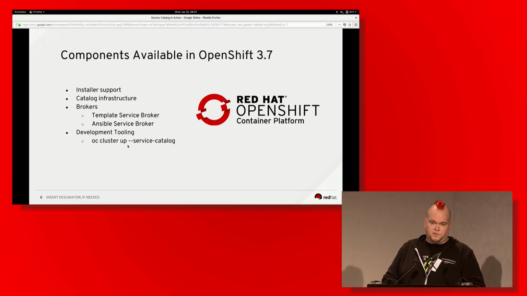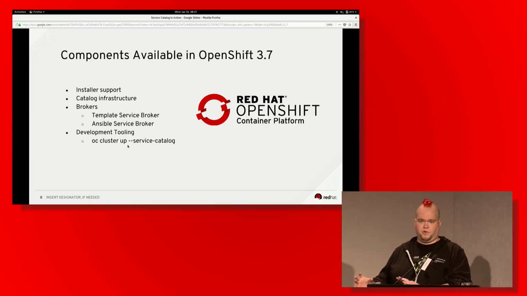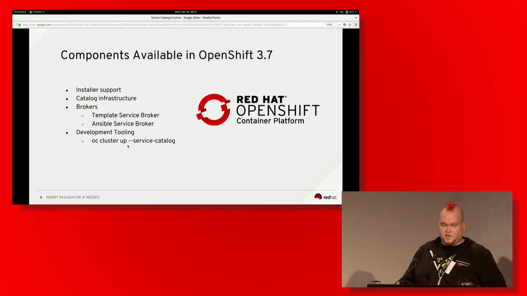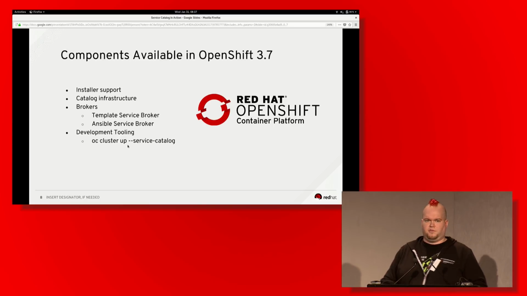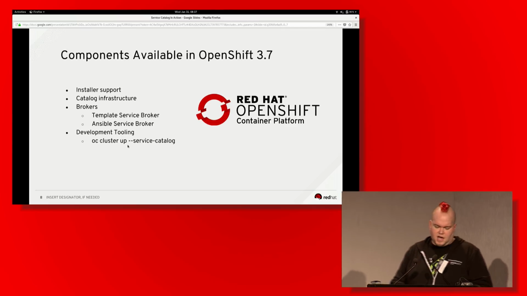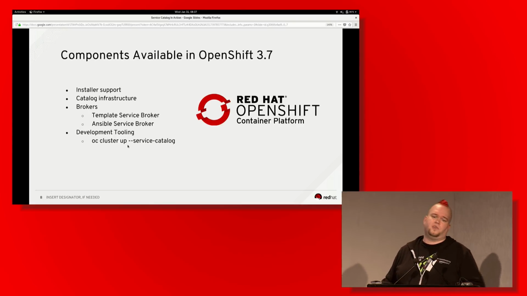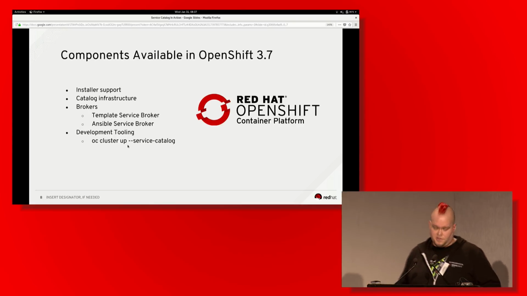So you get the catalog infrastructure. You get two brokers. There's a template service broker, which is an implementation of the Open Service Broker API that uses OpenShift templates underneath to provision and bind to services. And you get the Ansible service broker, which I think probably there's some degree of familiarity with in this room. People have probably heard of that. And then also, if you want to just test this out and take it for a spin, oc cluster up has a feature now where you can make a cluster with the service catalog installed.